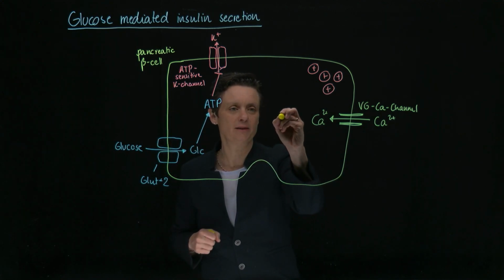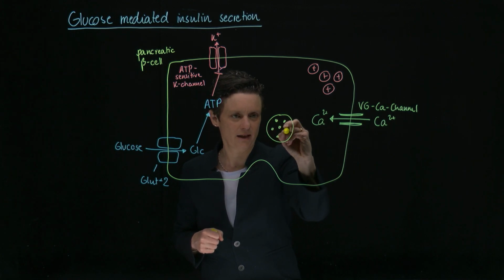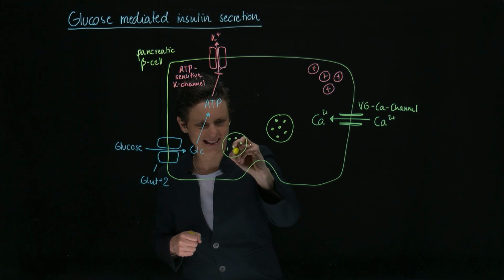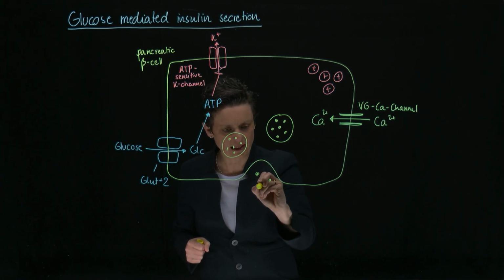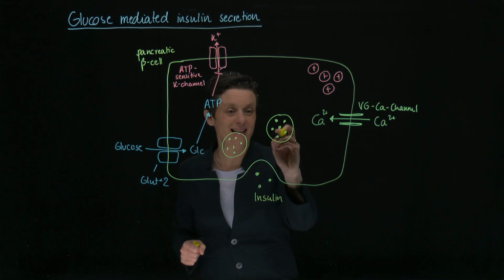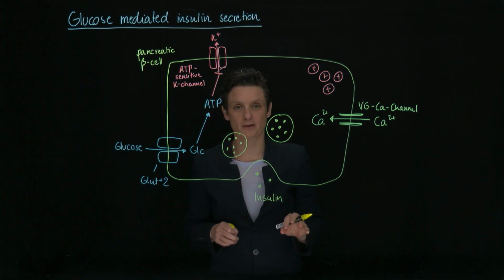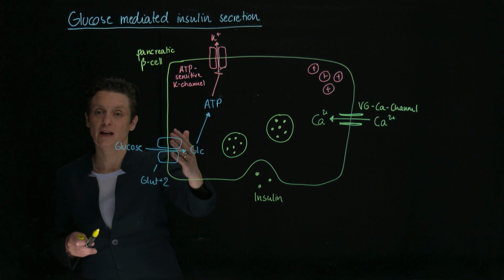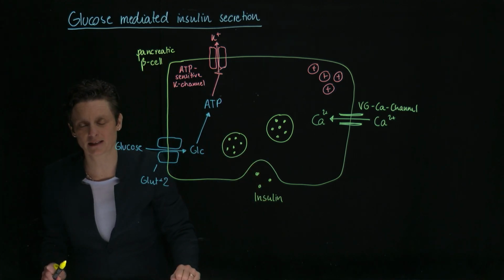Now here in this pancreatic beta cell, we have these vesicles with insulin. The moment we get in calcium, we're going to trigger the release of insulin, because these vesicles are going to fuse with the plasma membrane. So that's how glucose mediates insulin release from this pancreatic beta cell.